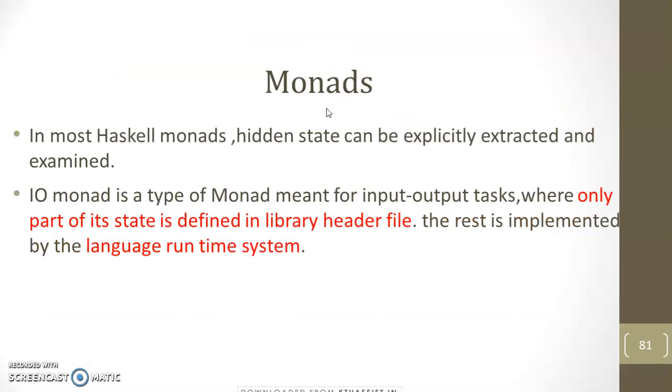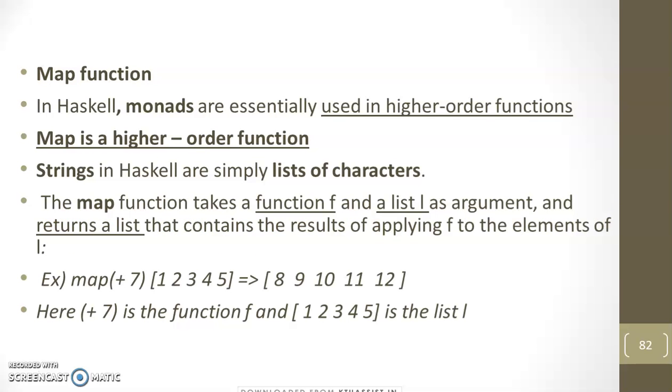In most Haskell monads, hidden state can be explicitly extracted and examined. The I/O monad is a type of monad meant for input-output tasks, where only part of its state is defined in the library header file. The rest is implemented by the language runtime system. So initially only a part will be defined in the library header file. Later the monad will be updated or implemented using the language runtime system.